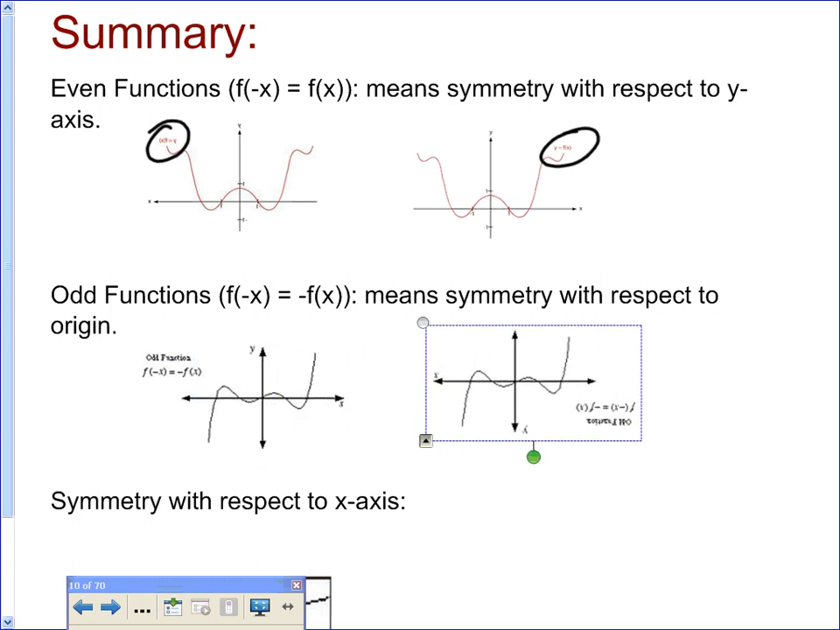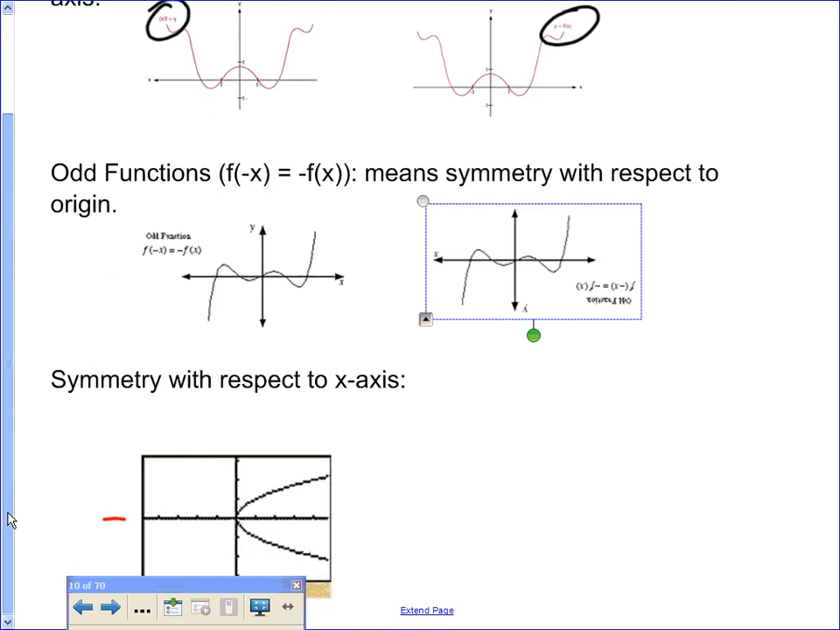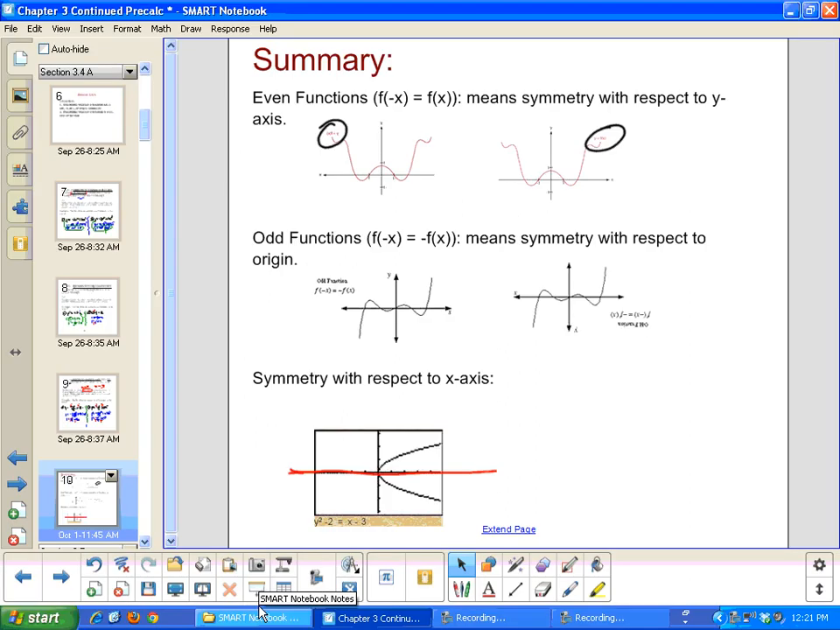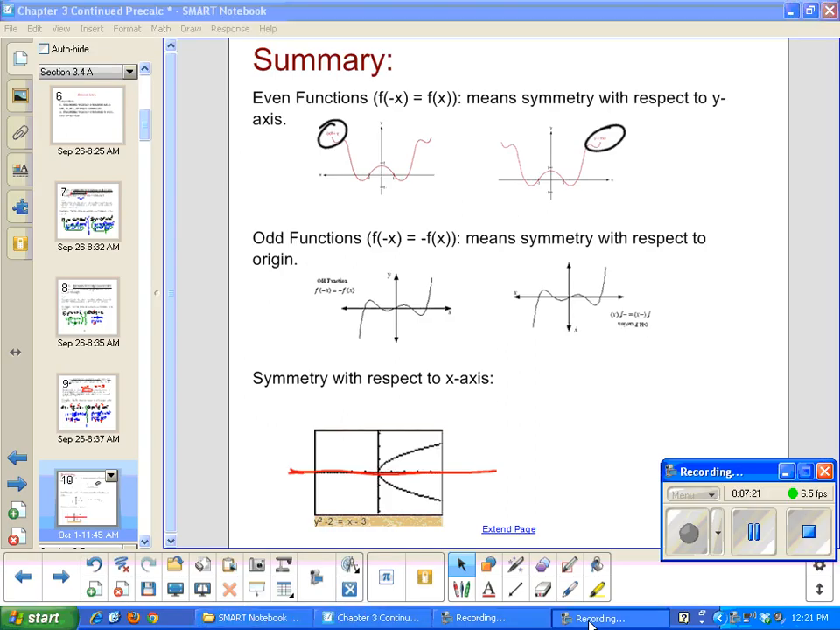It's an odd function. And then the last one, of course, is symmetry with respect to the x-axis. So you have your x-axis here, and if you were to fold across that x-axis, you get the same graph back, and that is symmetry with respect to the x-axis. And that's all I have for section 3.4a.